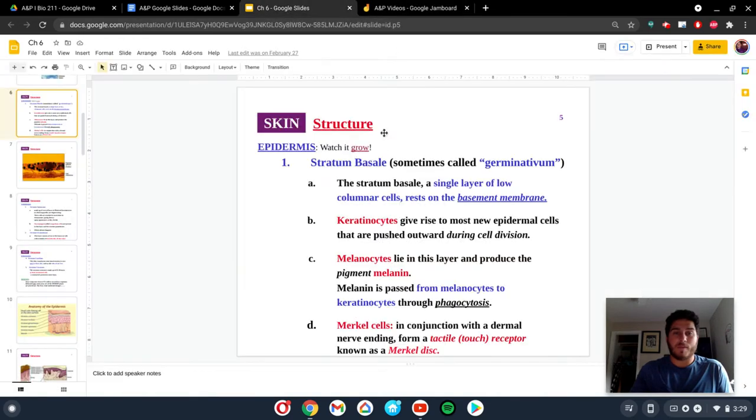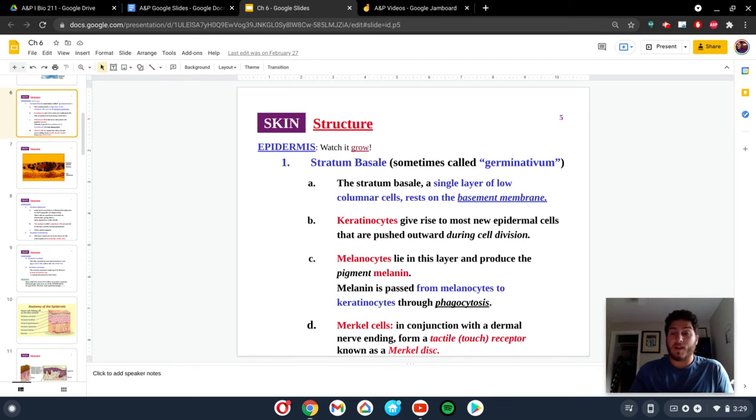of the epidermis. This layer of the skin is just a single layer of columnar cells that rests on the basement membrane of this layer. So in other words, this is the layer that is going to be basically touching the dermis below the epidermis. So this is the very bottom layer of the epidermis. This layer is very important for a few reasons.